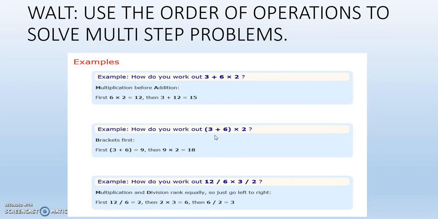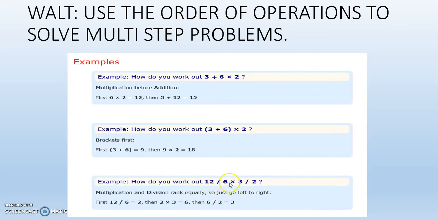Next case, got myself some brackets. Alright, remembering that I need to do the brackets first. Do it. 3 plus 6, 9. Then just go left to right. 9 times 2, 18. If I was to not do that correctly, and I was to start with 6 times 2, that would be 12. And then 3 times 12 is 24. Wrong answer. Brackets first.